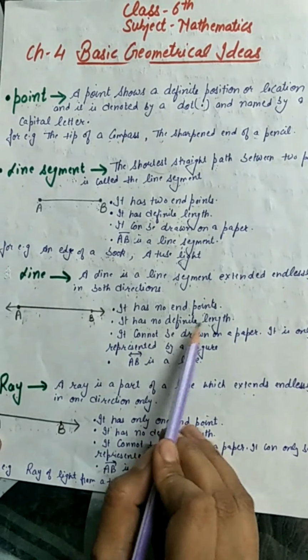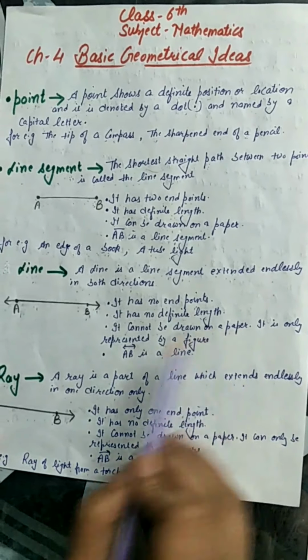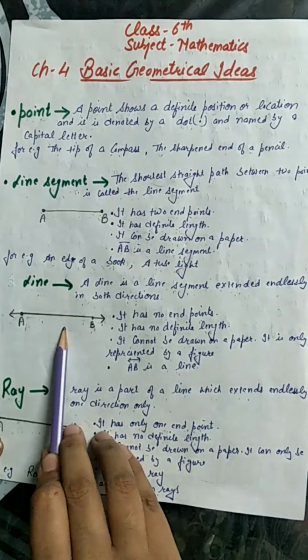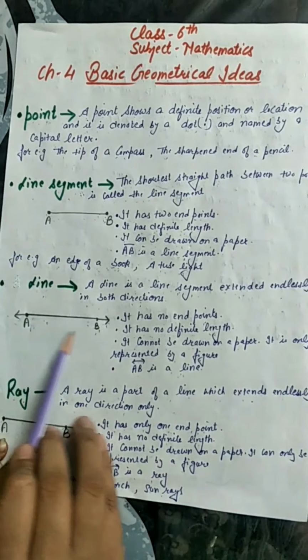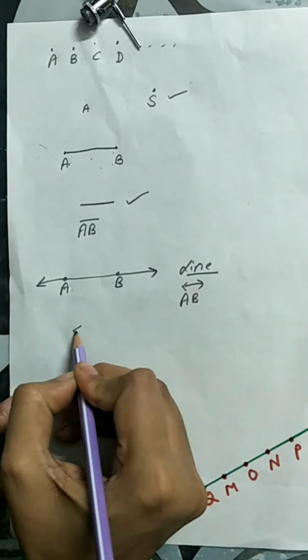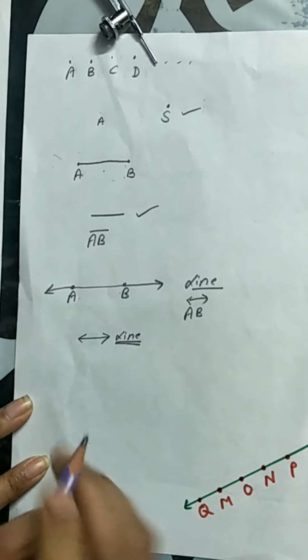It has no definite length. It cannot be drawn on paper. It is only represented by a figure, meaning we can represent it only by a figure. This is a representation of a line. Students, what is the symbol of a line? This is the symbol of a line.